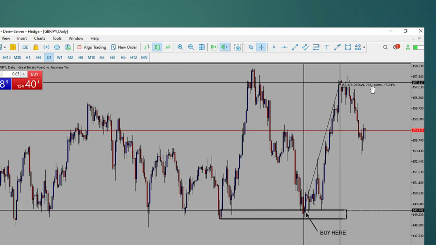So if you're going to convert this to pips, you are just going to ignore this last digit, that is the pipette, or that is the point. If you're going to read it in pips, it's going to read 783 pips, right? 783 pips. That's the movement that happened from that point. So that's how we can be calculating the moves that we get in the market, right?